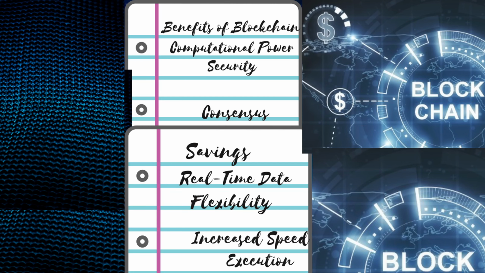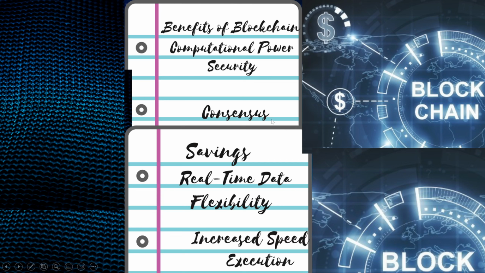Some of the benefits of blockchain. Computational power. Although this applies more to Bitcoin and proof of work chains, you still have increased computational power with a blockchain. Security. Whether it's a permissioned or permissionless blockchain, you have a network that is more secure because there's more transparency and people are more connected.